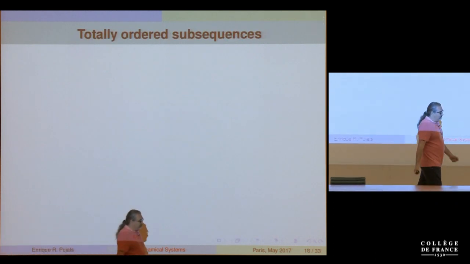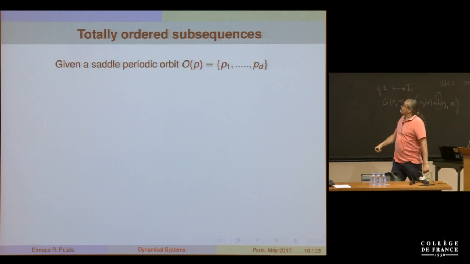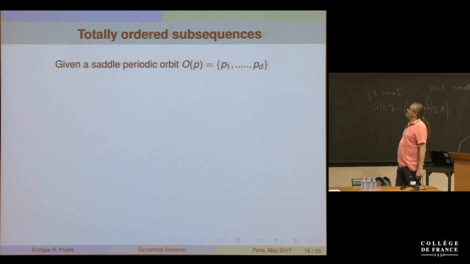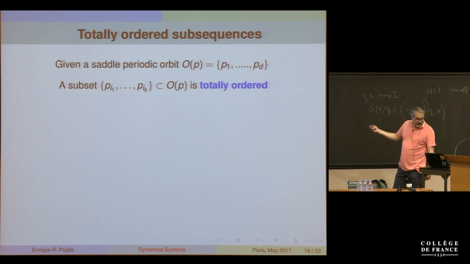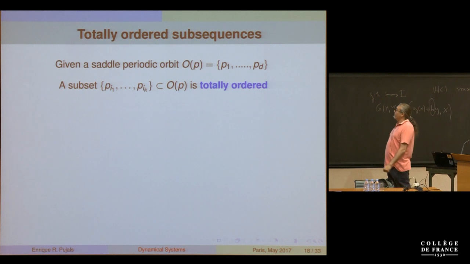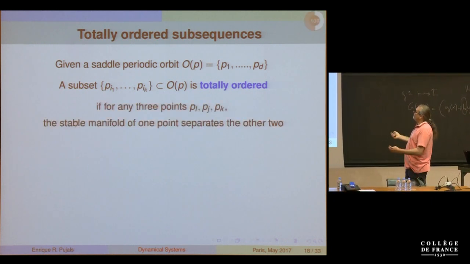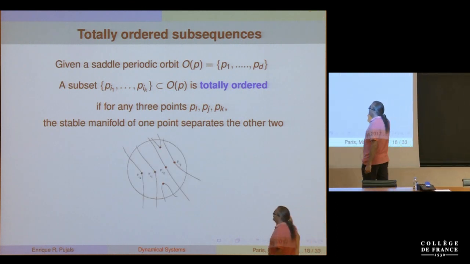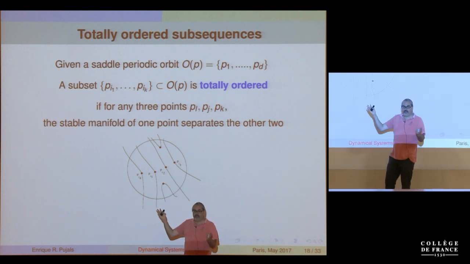Anyhow, let's define this object with a totally ordered subsequence. You take an orbit, a saddle periodic orbit, of period D in this case. We say that a subset is totally ordered, so we are already going into the proof. If you pick any 3 points, the stable manifold of 1 point separates the other two. So here you have a period 6, but then you can pick these 4 points, and their stable manifolds are totally ordered.